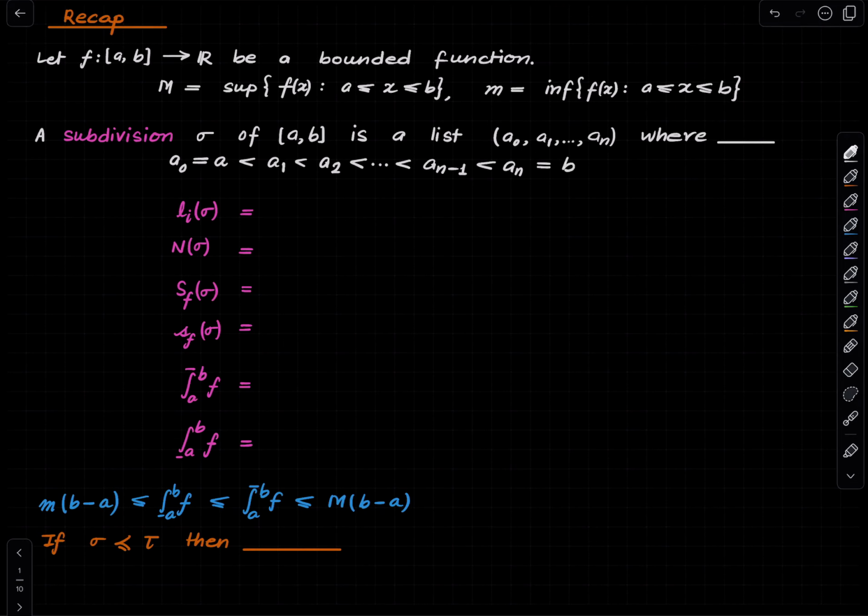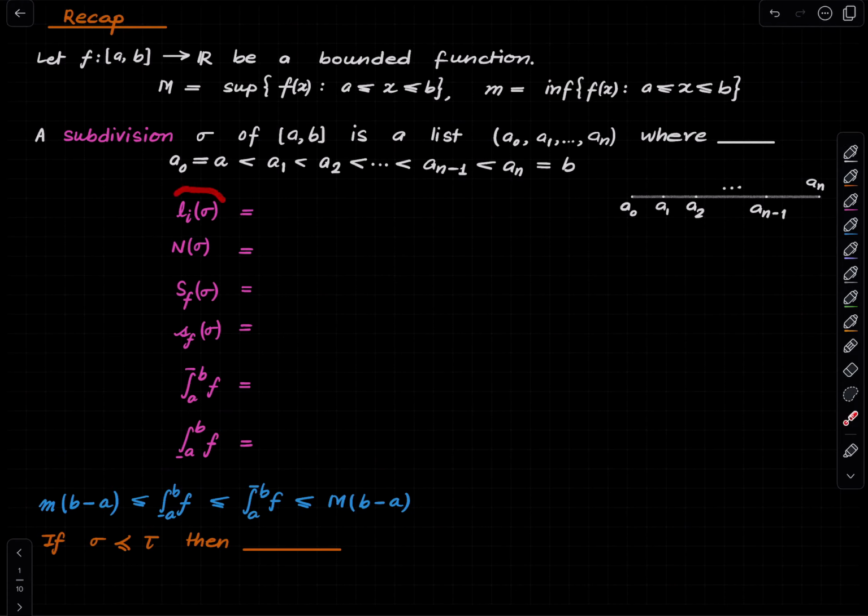Let me just draw a picture that we usually draw when we want to think about subdivisions. So here you have the left hand point, then you have others, dot dot dot. So that's how we can think of a subdivision.